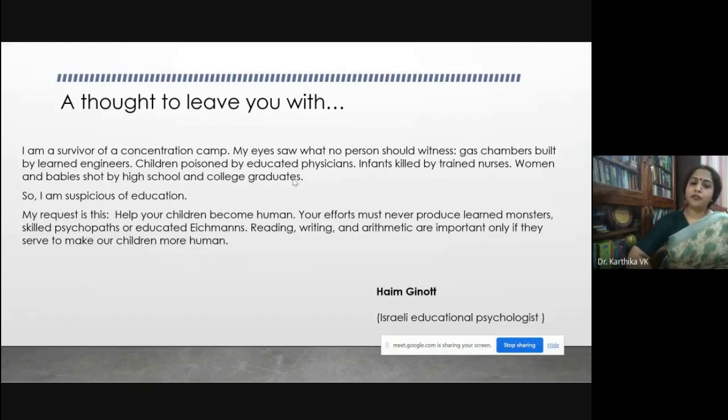I am a survivor of a concentration camp. My eyes saw what no person should witness: gas chambers built by learned engineers, children poisoned by educated physicians, infants killed by trained nurses, women and babies shot by high school and college graduates. So, I am suspicious of education. My request is this: help your children become human. Your efforts must never produce learned monsters, skilled psychopaths, or educated Eichmanns. Reading, writing, and arithmetic are important only if they serve to make our children more human.